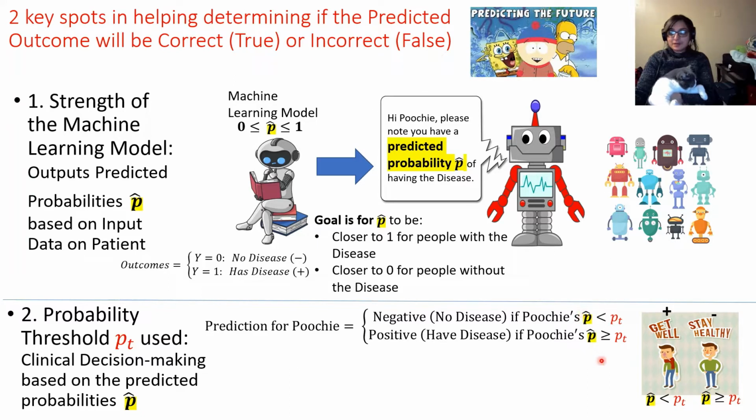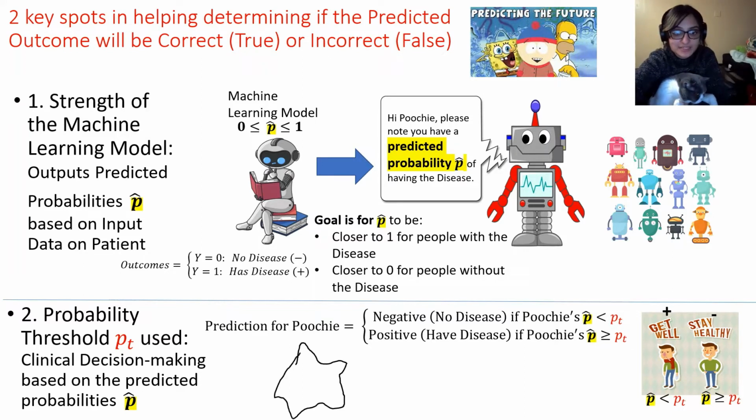So the first part, these predicted probabilities, are the responsibility of the machine learning model, to try to be as close as possible, with lower predicted probabilities of having the disease for people who don't have it, and higher predicted probabilities for people who do have it. And the next is that threshold that we put this through. What does this threshold mean? This is what we'll be focusing on in this video: what this threshold, that we are putting these predicted probabilities through, says about it.